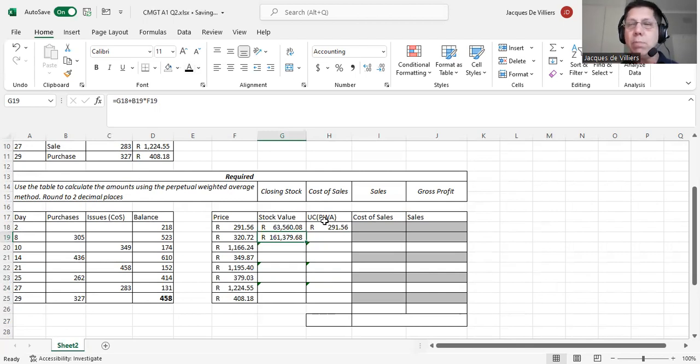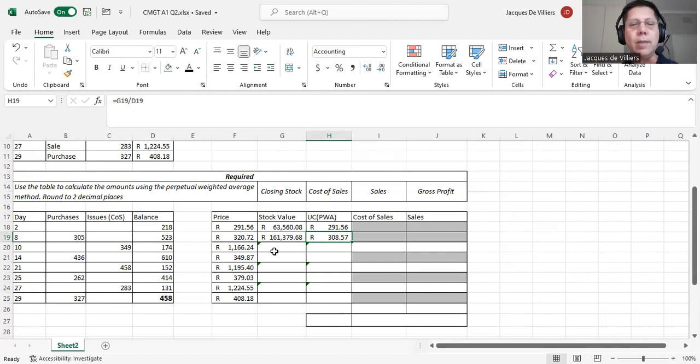But now if we use the perpetual weighted average as our method of stock valuation, we say, okay, if that is our stock value, let's take that stock value and divide it by all the units that we have on hand. And all the units that I have on hand is 523 units. So I say 161,379 divided by the 523 units gives me a unit cost of 308. And I know that I'm right because it must be somewhere between 291 and 320, and 308 is somewhere in the middle, so we are happy.